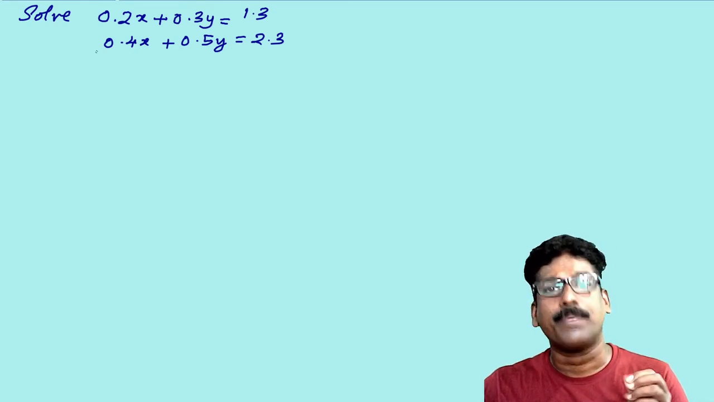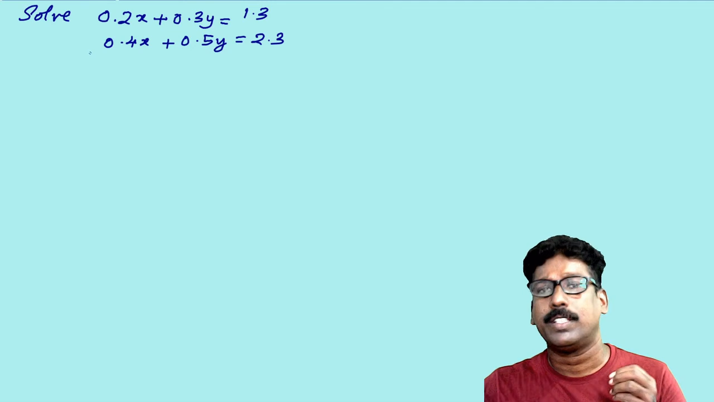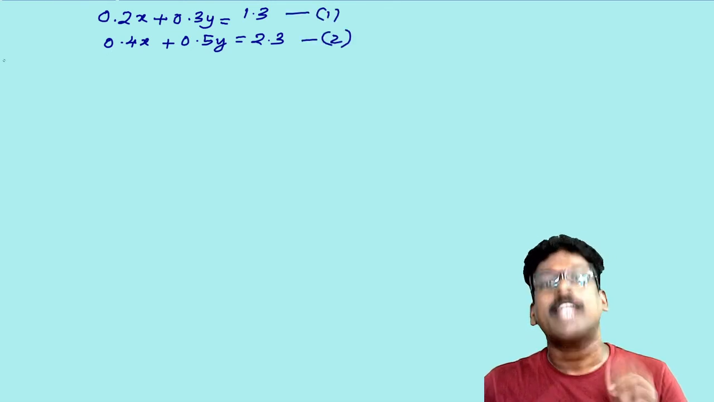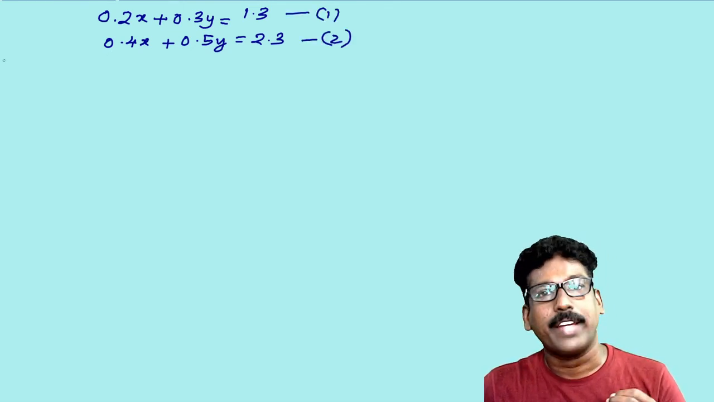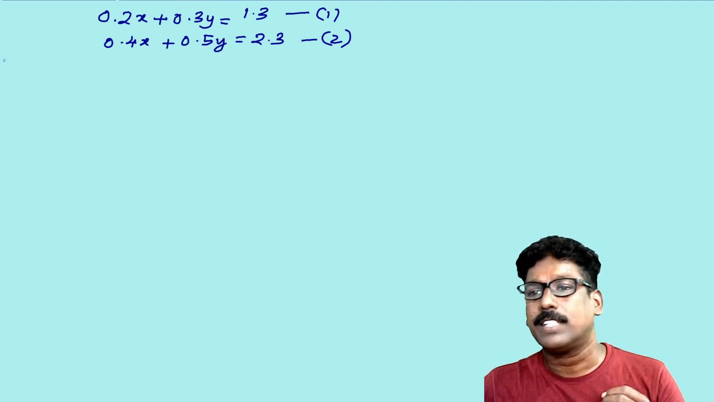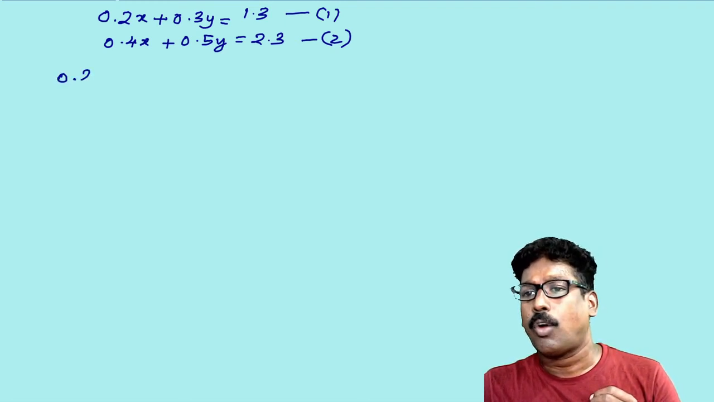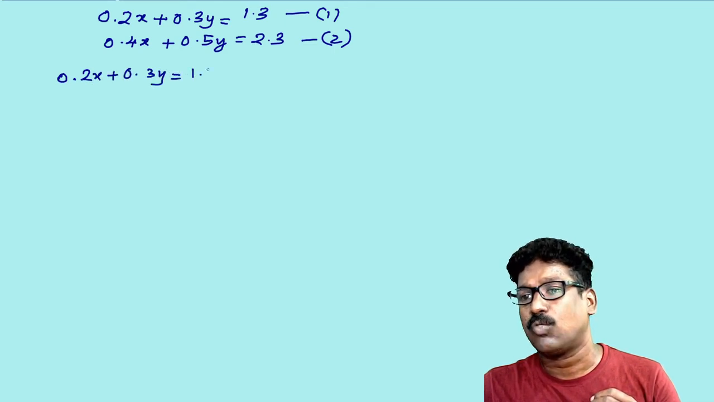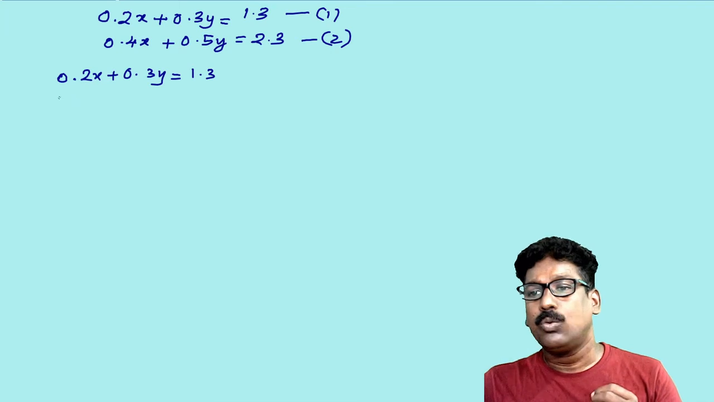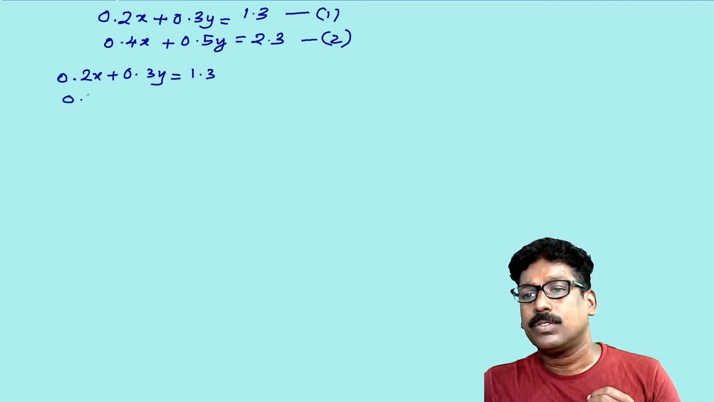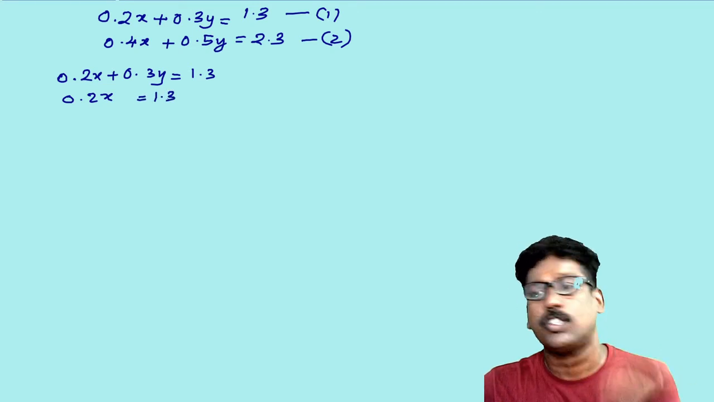This is a question from textbook exercise 3.3. Now, let us take the given equations as 1 and 2. Let us consider the first equation, that is 0.2x plus 0.3y is equal to 1.3. Now, take the x term to one side, and the other side will be 1.3; transpose 0.3y to the other side.